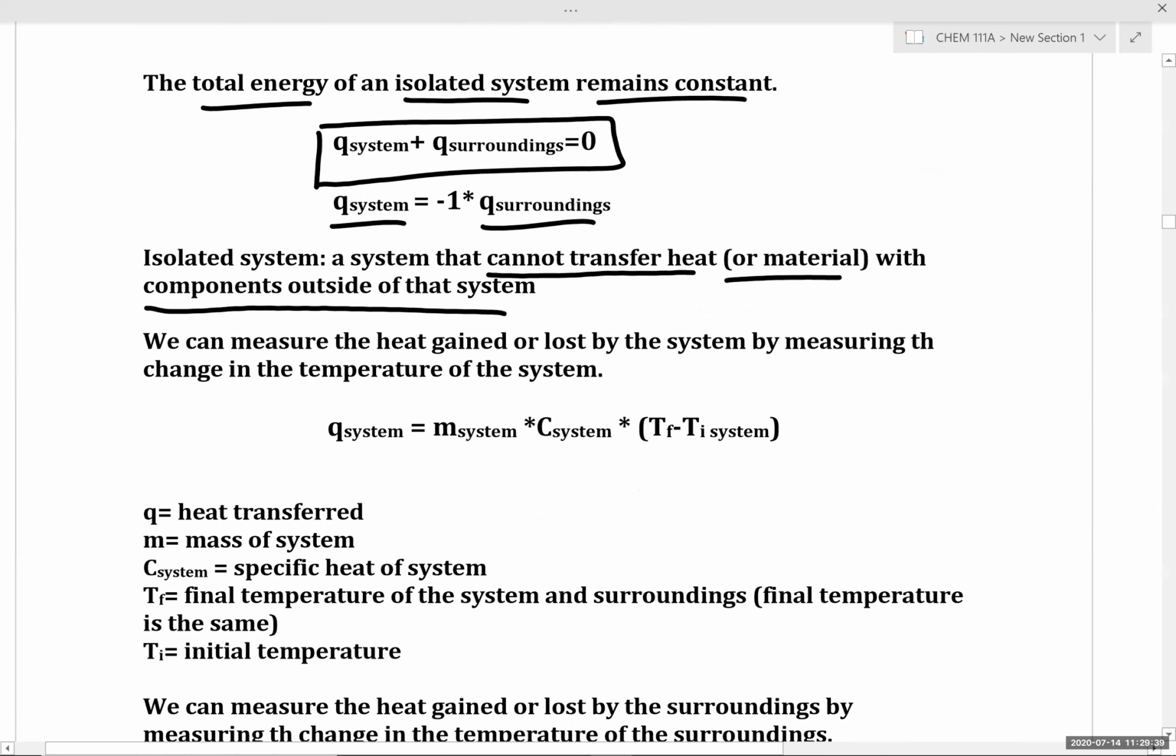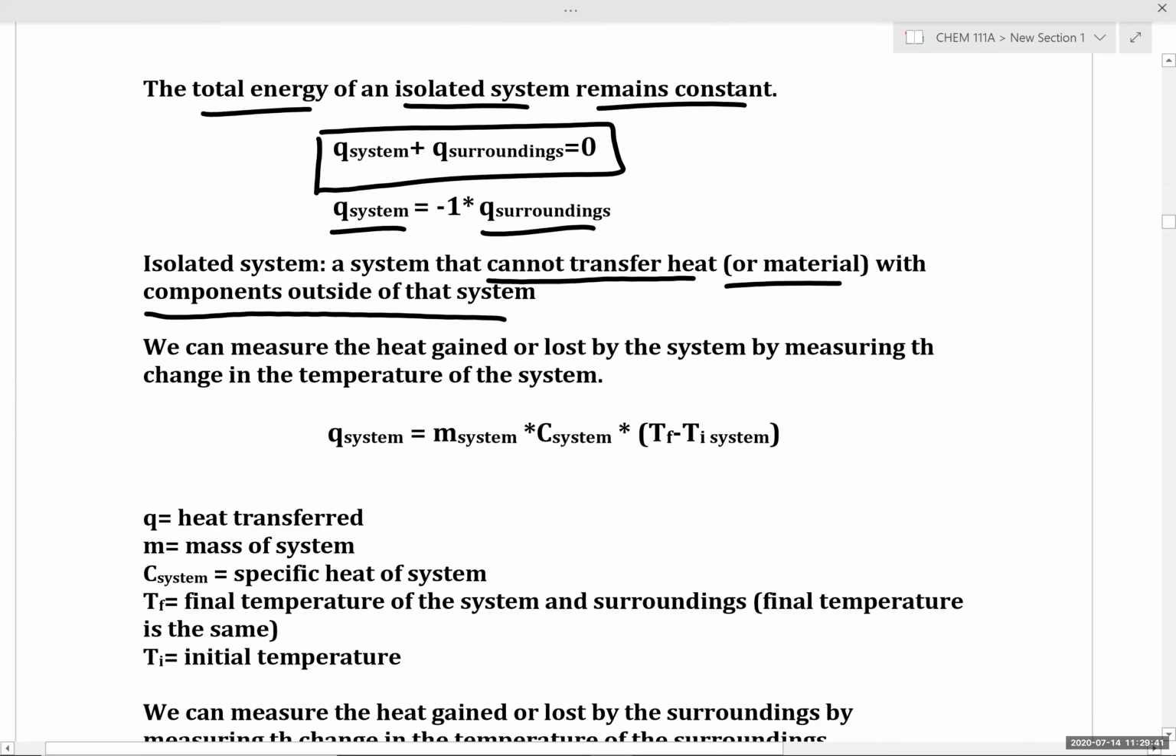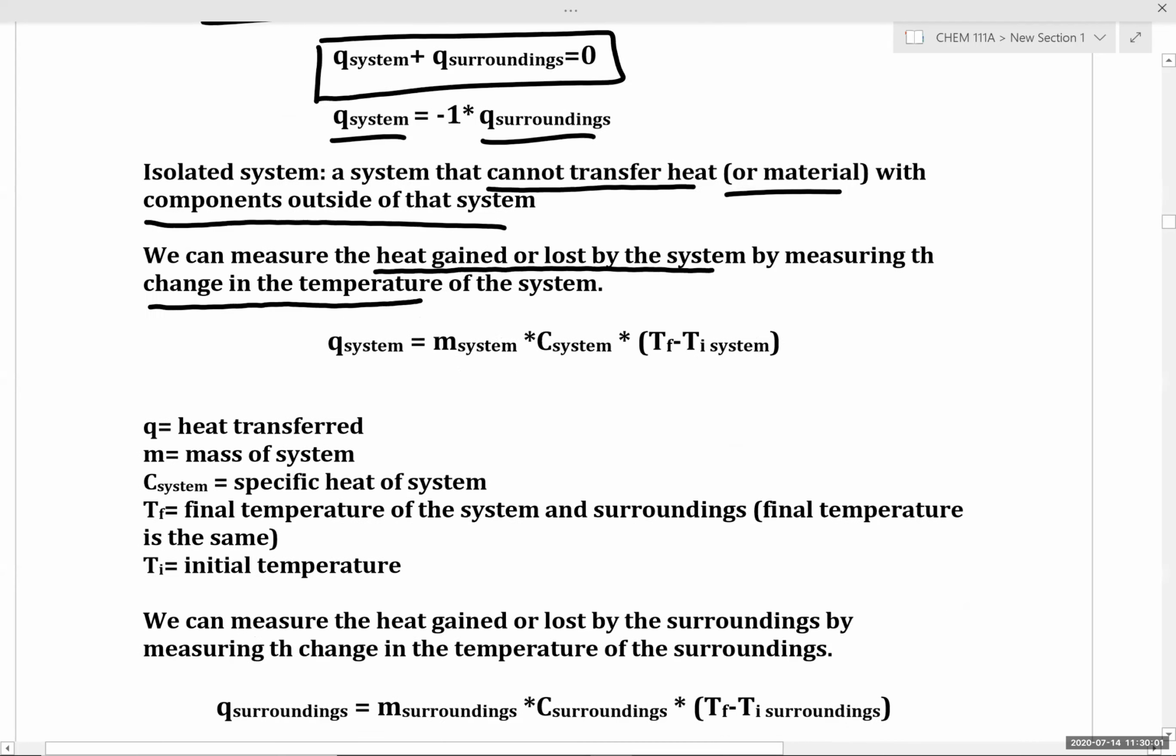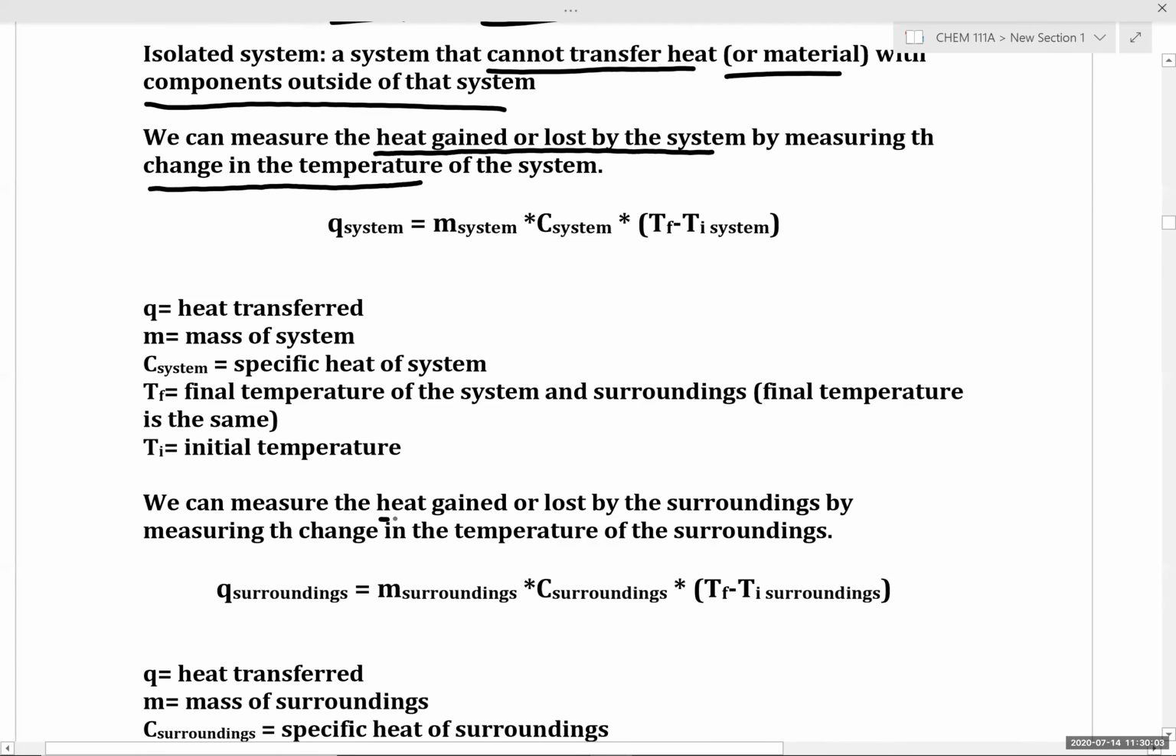Okay, now you may ask, how do we measure the heat gained or lost by our system or surroundings? Well, we can measure the heat gained or lost by the system by measuring the change in temperature for that system. So Q is equal to mc delta T, just like before. Likewise, we can measure the heat gained or lost by the surroundings by measuring the change in temperature of our surroundings. So Q is mc delta T. Wonderful.